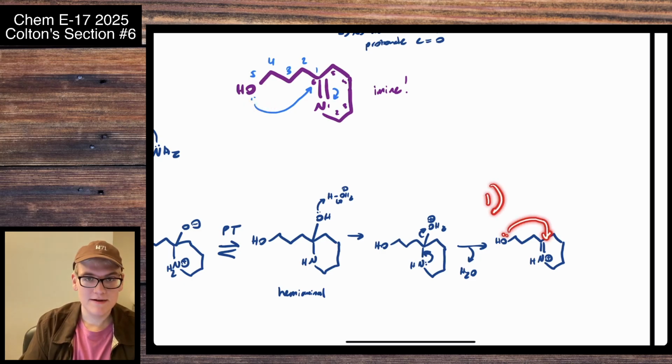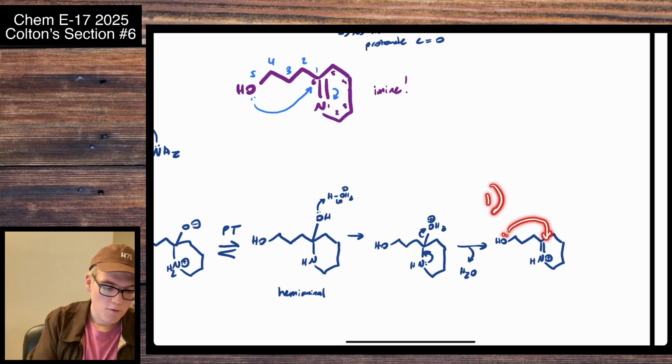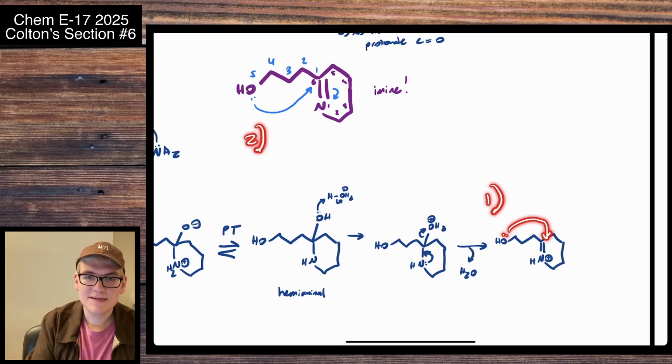Option 1 down here, the alcohol attacks this protonated imine, called an iminium. Or option 2, deprotonate, then have the alcohol attack a neutral imine. Which one has the better electrophile? What's going to be the better electrophile?